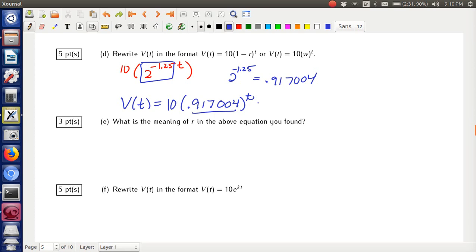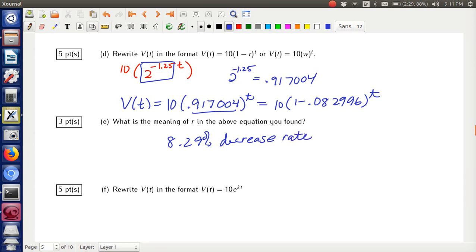But if we want to convert it to R, we have to figure out that it's 1 minus something. What is it 1 minus something? Well, it ends up being 1 minus 0.082996 to the power of t. Well, the t is just staying there. So what does this mean? Well, it's an 8.29% yearly, or whatever unit of time we're using. It's a decrease rate.